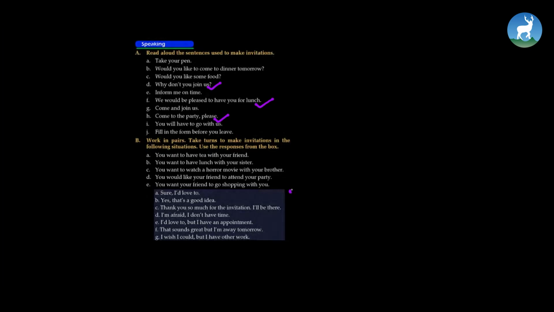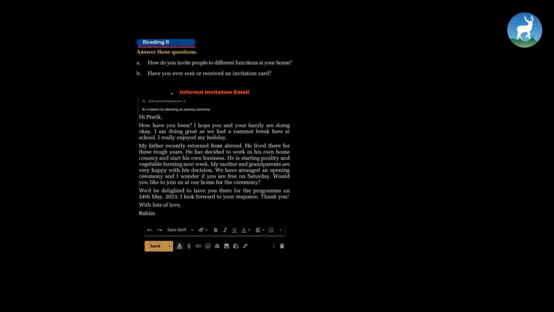So the first three are for the positive responses, and the remaining four are for the negative responses when you can't accept the invitation. So please try to do this on your own. It will improve your English. Now let's go to the next portion of our text.